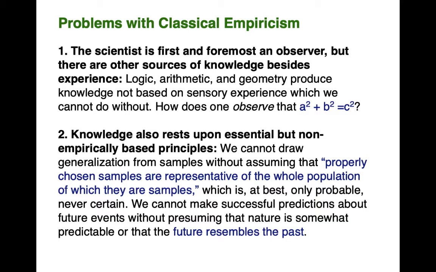Number two, knowledge also rests upon essential but non-empirically based principles, not based on experience, observation. We can't draw a generalization from samples without assuming that properly chosen samples are representative of the whole population from which they are samples, which is at best only probable, never certain. We cannot make successful predictions about future events without presuming that nature is somewhat predictable or that the future resembles the past. David Hume will make much of this presumption shortly.